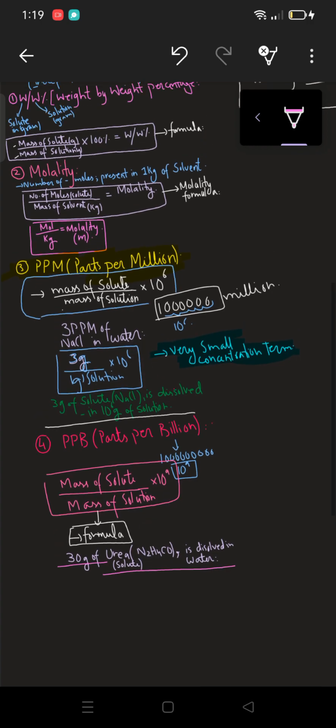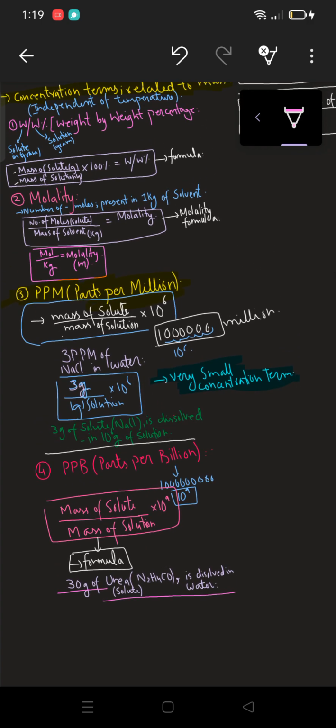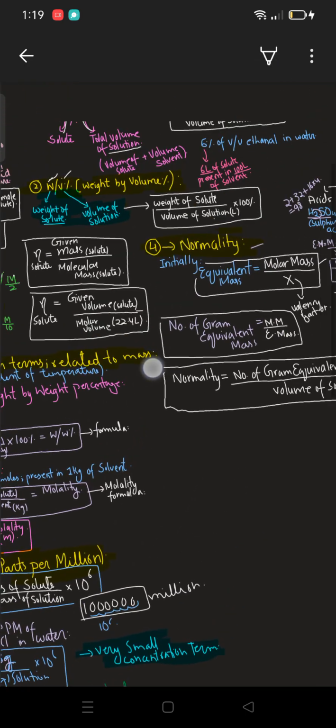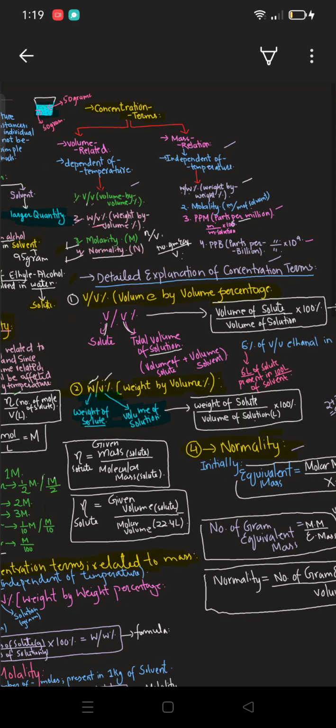Now you can see these both concentration terms which are related to the mass are not affected by volume, which means independent of volume. So they are very small concentration terms. We have weight by weight percentage, molality, parts per million and parts per billion. So in today's video we have actually completed the concentration terms which are related to the volume or mass.